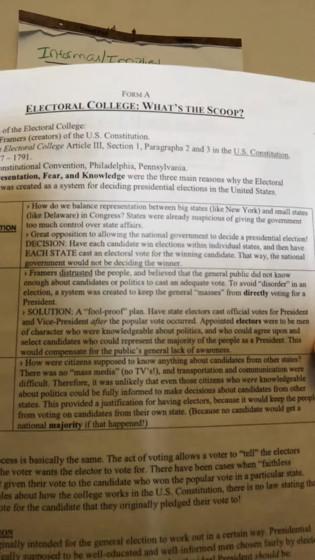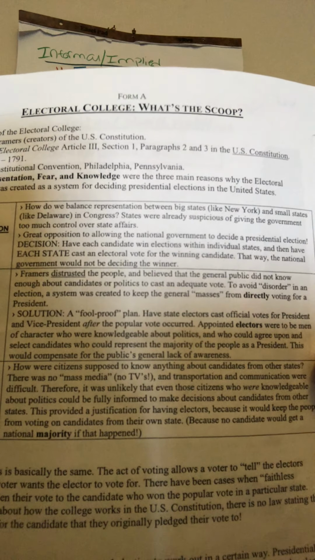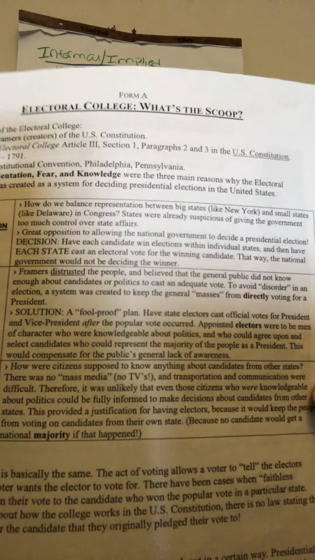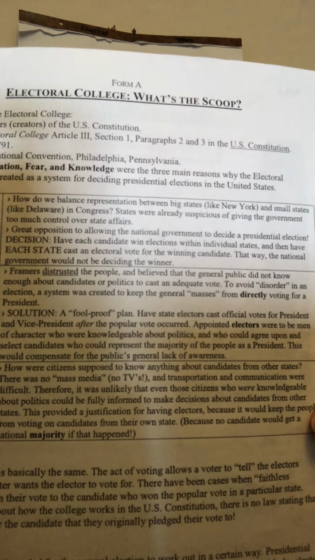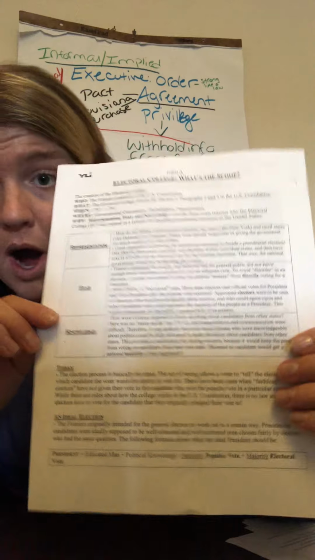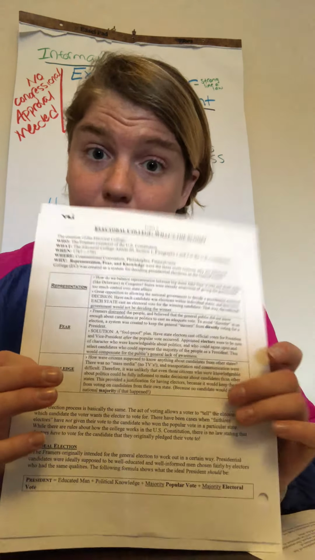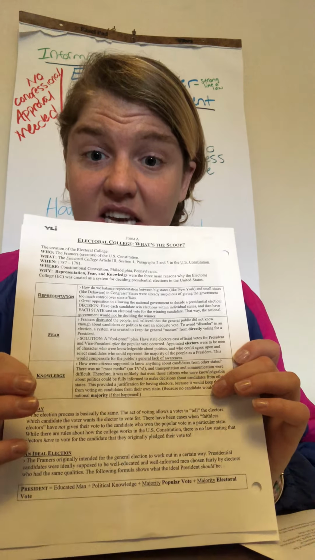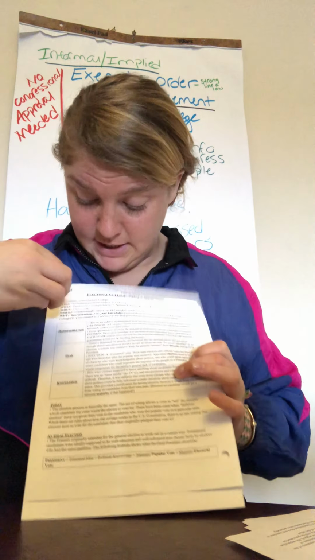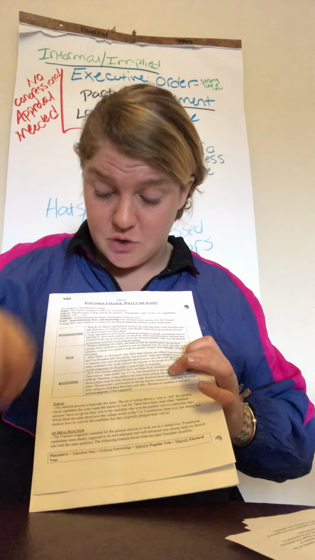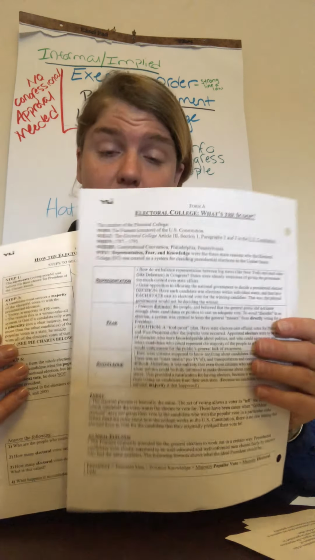Second step, you have to read this page. This page tells you why the framers of the Constitution, so the men who sat in the Constitutional Convention room and wrote the Constitution for all those days, why did they create all this? Why did they create the Electoral College? What were they afraid of? Why did they want to get rid of direct representation? And what did they think about the American people, which still kind of exists today? So, you really need to understand representation, fear, and knowledge when it comes to the Electoral College.